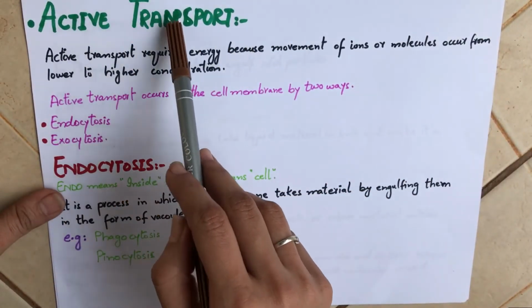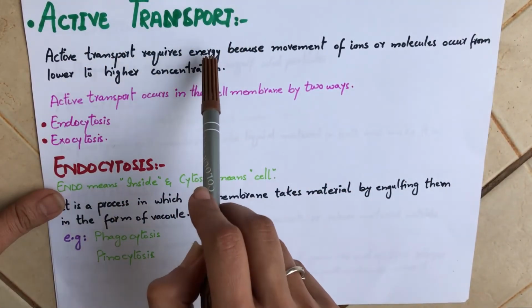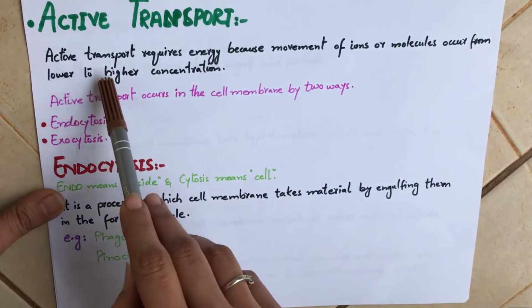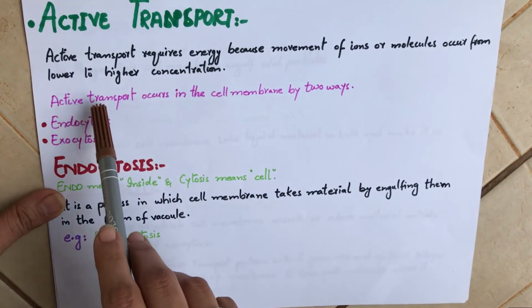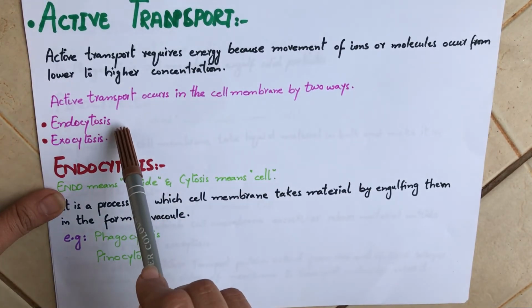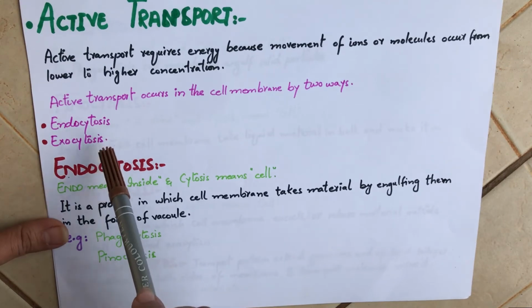The next is active transport. Active transport requires energy because movement of ions or molecules occurs from lower to higher concentration. Active transport occurs in the cell membrane in two ways: endocytosis and exocytosis.